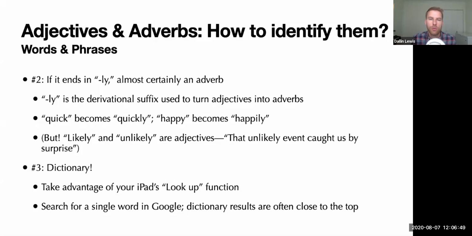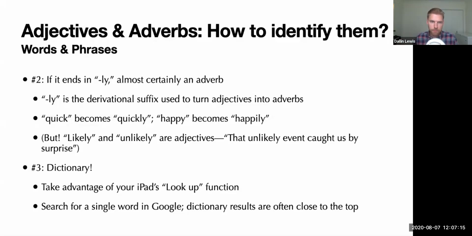So use your dictionary. Now with the iPad, you should be able to hold your finger down over a word, and a define button should come up as one of your menu options. Likewise, you can also just search for a single word in Google, and you'll often get a dictionary definition right at the top of the search results. I use these all the time when I'm thinking about grammar, and I really encourage you to do the same.